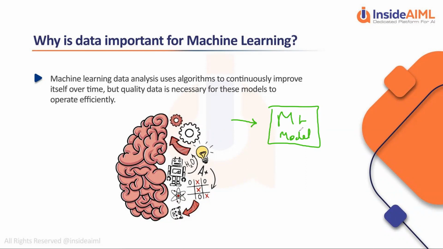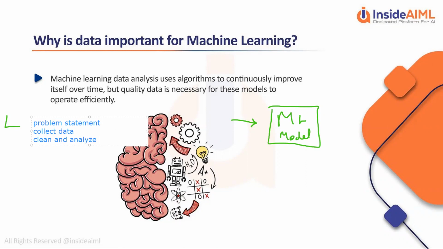So ML models require a lot of data to train them. And once it has been trained, you can use it for prediction. Okay. So there are different stages of a machine learning project. First, as I told you, you define your problem statement. Then you will have to collect the data.